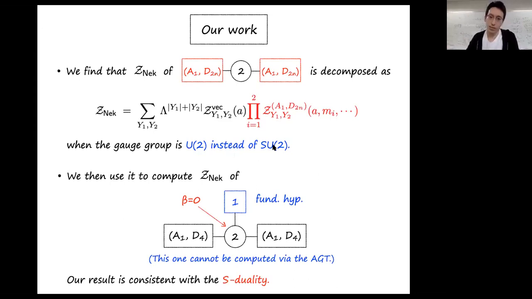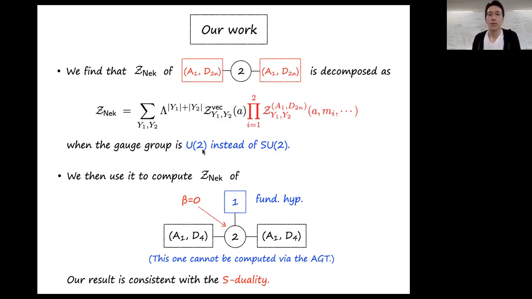But the thing is, generalized AGT is about SU2 gauge groups. So we have to take care of the difference between these two. That's one thing. And we did it, and we found a way to evaluate this factor. So that's one thing I want to talk about today: decomposing the result of generalized AGT into this form by taking care of the difference between these two gauge groups.